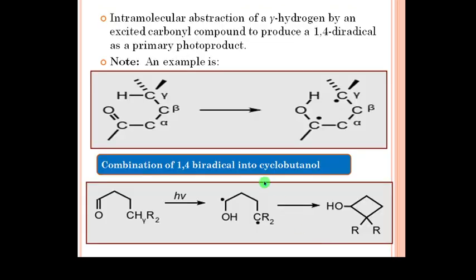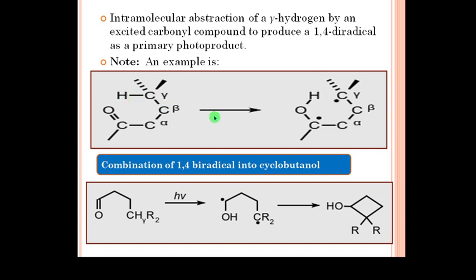We can see an example. This is intramolecular abstraction of gamma hydrogen by an excited carbonyl compound to produce a 1,4 diradical as a primary photoproduct. See that this is an example of a carbonyl compound. Adjacent to the carbonyl, the first position is the alpha position, this is the beta position, and this is the gamma position. This gamma position possesses a hydrogen here.